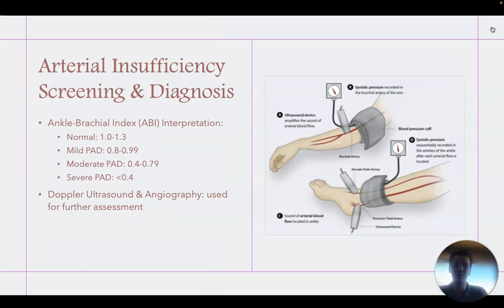Screening and diagnosis of AI includes the ankle brachial index, which is measuring blood pressure in the arm and blood pressure in the ankle, comparing those ratios to see. Doppler ultrasound and angiography are also used for further assessment.